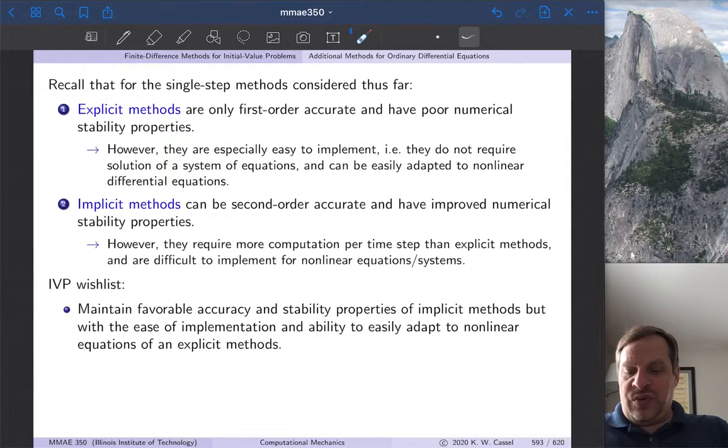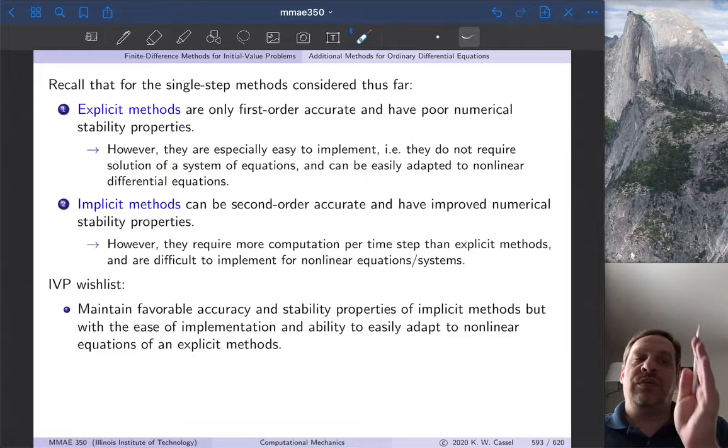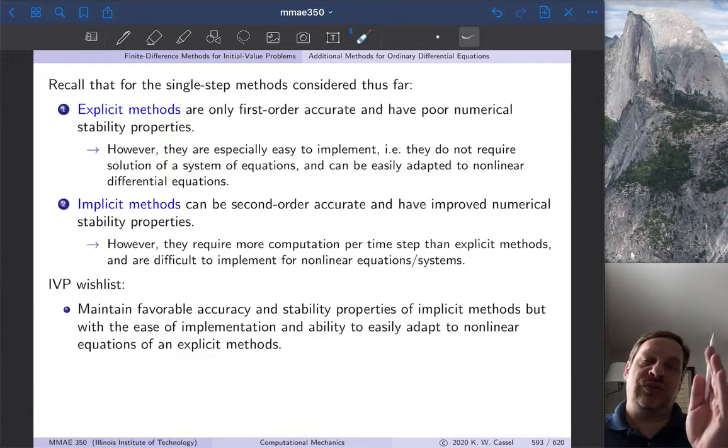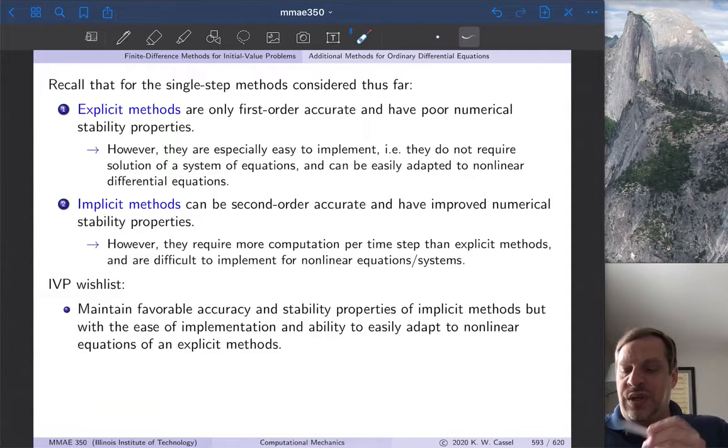So if you remember, when we first started out on this, we were looking at two sets of classifications: single-step and multi-step methods, and explicit and implicit methods. So far, everything we've done are single-step methods, meaning we know what happened at the previous time step, and we are computing the solution for the next time step. So a single step, meaning single time step method. And then within that, we had explicit methods and implicit methods, and you'll remember the advantages and disadvantages of each.